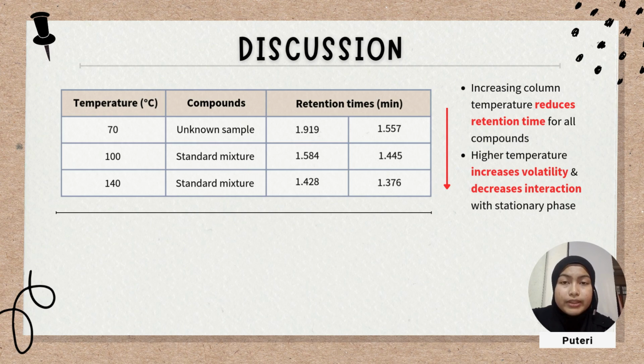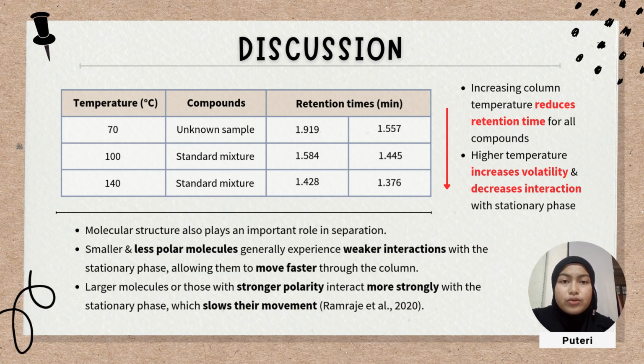In addition to temperature, molecular structure also plays an important role in separation. Smaller and less polar molecules generally experience weaker interaction with the stationary phase and move faster through the column. In contrast, larger or more polar molecules interact more strongly, resulting in longer retention times. Overall, these results confirm that both boiling point and temperature significantly influence the separation efficiency in gas chromatography.